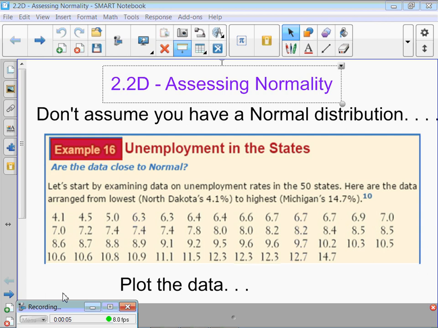So we cannot assume we have a normal distribution. We need to check if we don't know. You can check with the data. Here's an example of unemployment rate in different states, from North Dakota, which has the lowest, to Michigan, which has the highest unemployment rate.